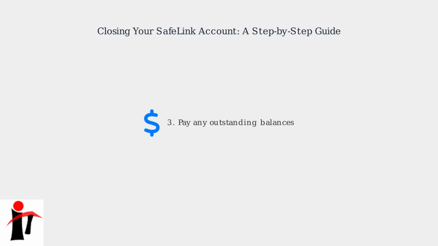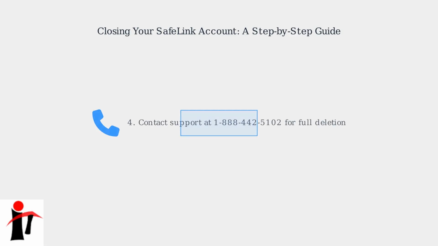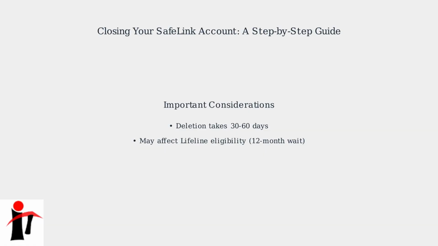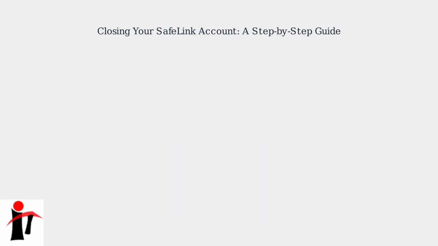Be aware that if you have any outstanding balances, such as unpaid device costs, you'll need to settle them. For complete account deletion, including data erasure, it's crucial to contact SafeLink customer support directly at 1-888-442-5102 or through the Contact Us form on their website. Provide your account details and follow their instructions. Keep in mind that the deletion process can take 30 to 60 days to complete.